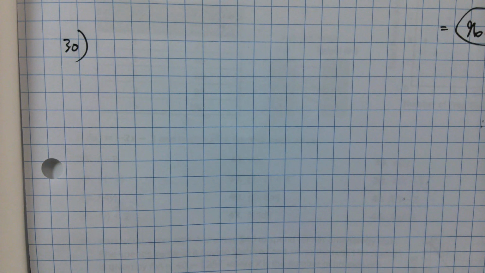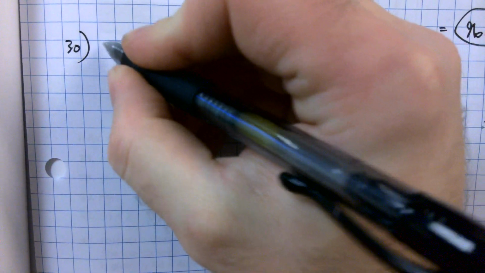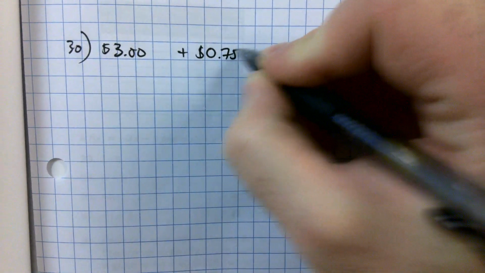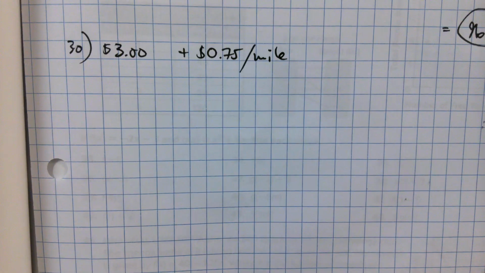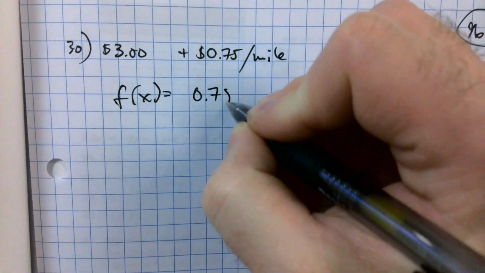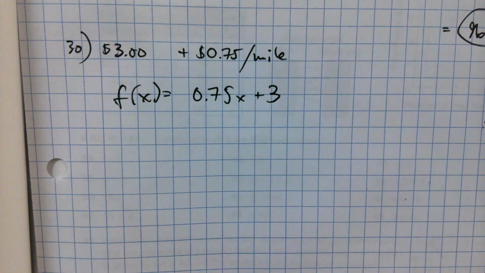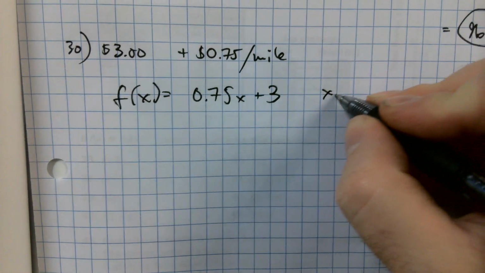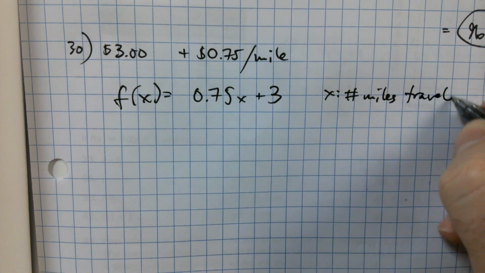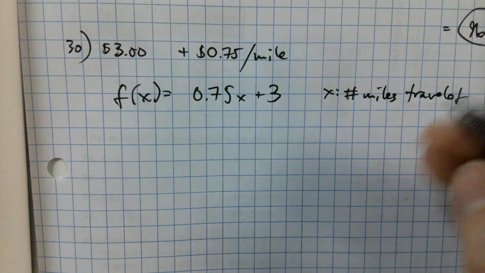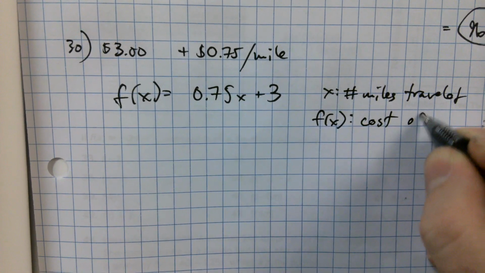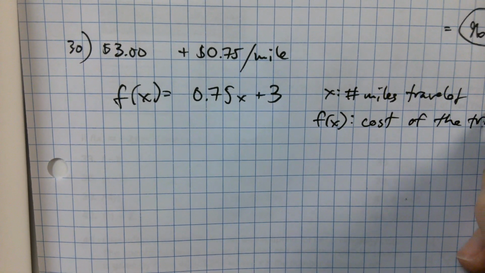Number 30, the cost of a ride in a cab is $3 plus 75 cents per mile. The function that represents this is f of x equals 0.75x plus 3. That's a nice simple linear equation, right? Where x represents the number of miles traveled, and f of x, or y, same thing, is the total cost of the trip.